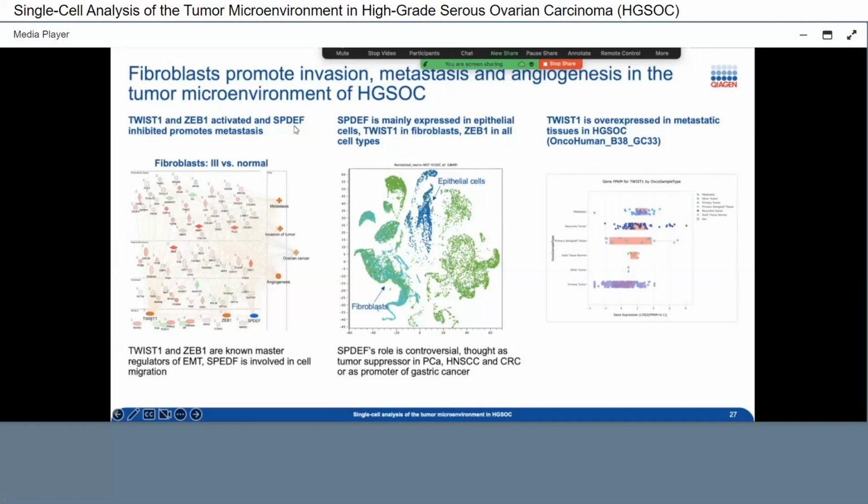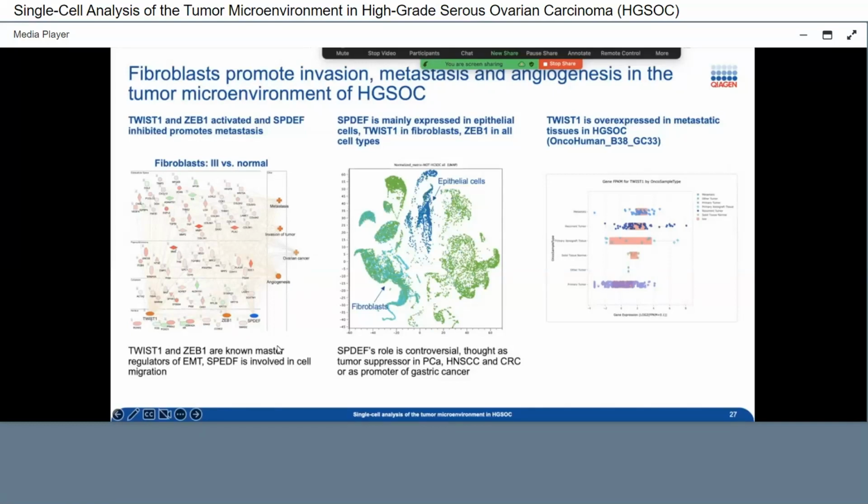I have added another one, SPDF. So TWIST1 and ZEB1 are predicted to be activated, and SBDF, which is a very important component for cell migration, is predicted to be inhibited. What I've done on the left part is I put that network, and I asked the question, what are the main functions? As you can see, the main functions are metastasis, predicted to be increased, invasion of tumor, predicted to be increased, angiogenesis, predicted to be increased, and ovarian cancer as well here, as you can see.